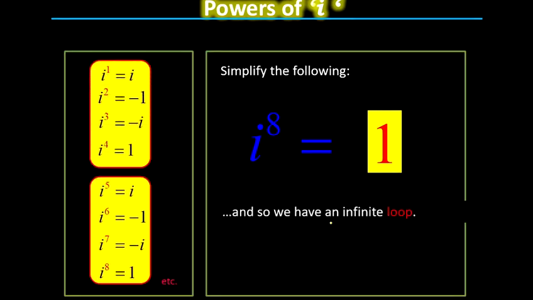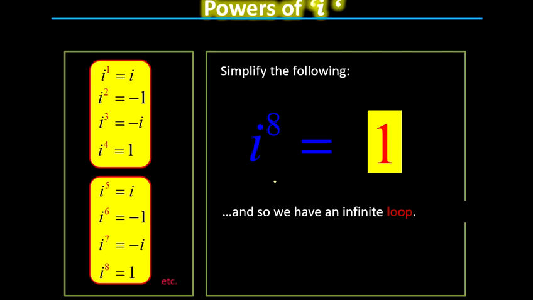This is important. We have a loop here: i, minus 1, minus i, 1. It repeats again and again. Based on this pattern, you can find any power of i. There are only 4 possibilities.